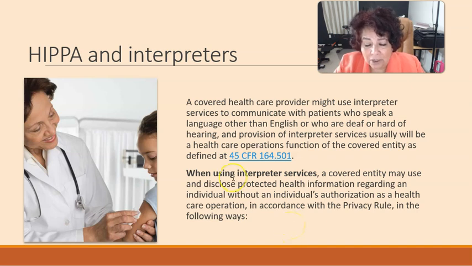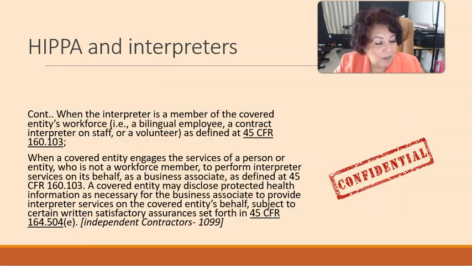And then here it says, when using interpreter services, a covered entity, the clinic, the hospital, may use and disclose protected health information regarding the individual without that person's authorization as a healthcare operation in accordance with the privacy rule in the following ways. So this is the privacy rule, the one that I mentioned there. Again, if you're going into medical interpreting, you need to know this. So there are two instances where you're covered.